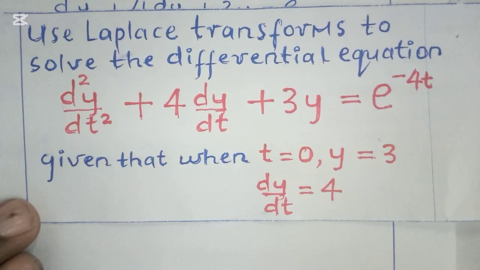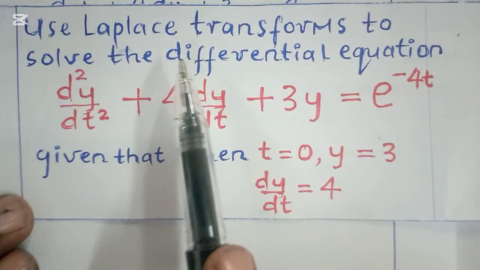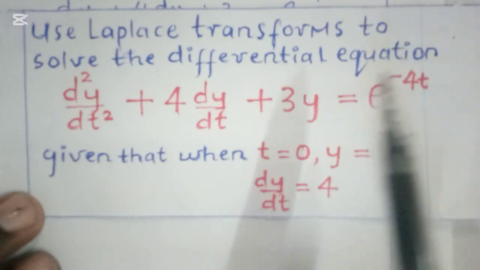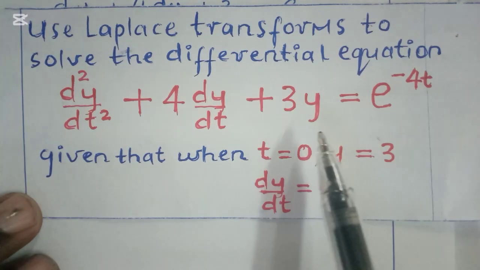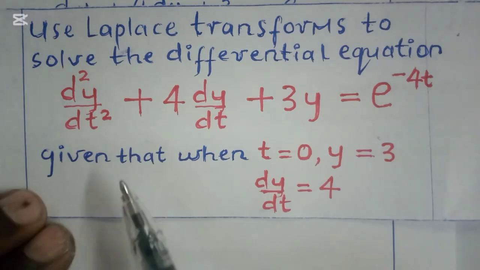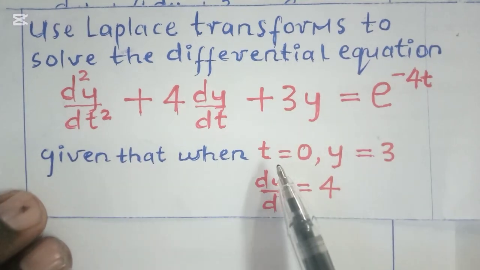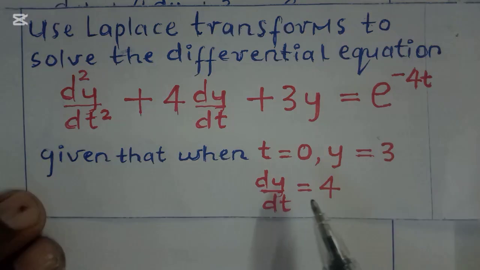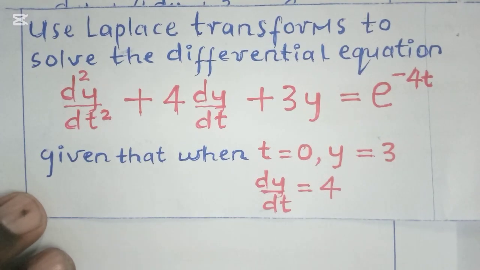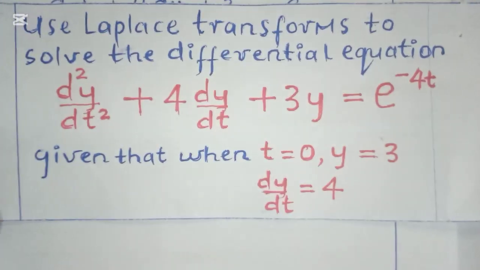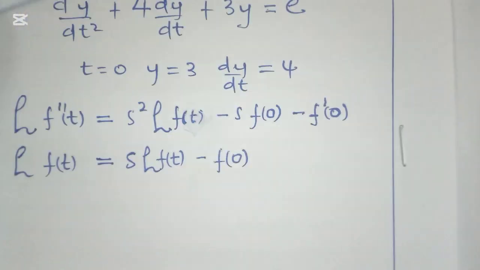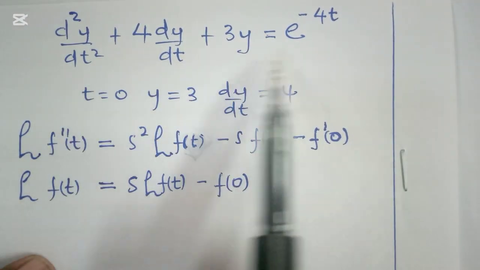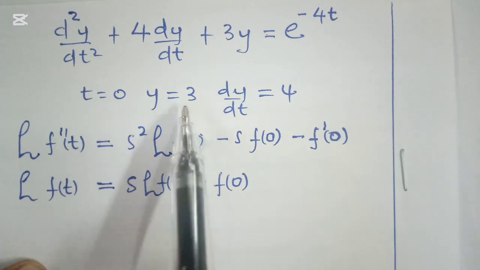Guys, first I can read the question. Use Laplace transforms to solve the differential equation. So guys, we have our differential equation there. And then given that when t is equal to 0, y is equal to 3, dy/dt is equal to 4. So guys, we start off by what I have already written. This is our equation here, and we have the conditions that are given.